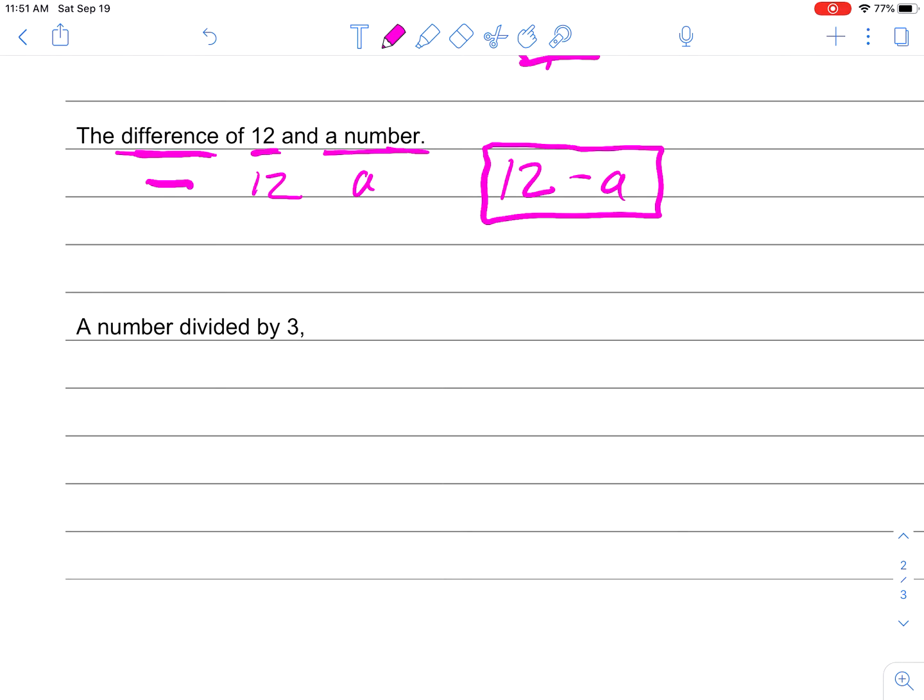Last one is a number divided by 3. Again, if you want, you can pause this and solve it on your own. Well, I'm going to solve it now. A number, I'm just going to pick the letter n for my variable this time. Divided by looks like that. And 3. So here I have n divided by 3. Again, division, the order matters. But it says we're going to do n, and it's divided by 3. So with division, normally you just put them down in the order they're written in the problem. So my answer is n divided by 3.